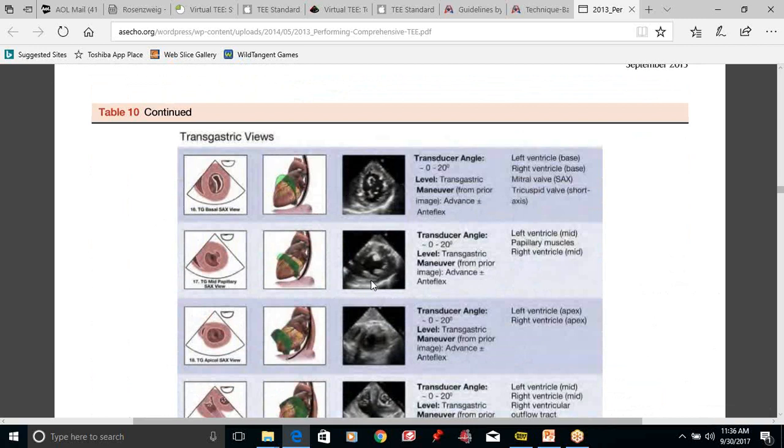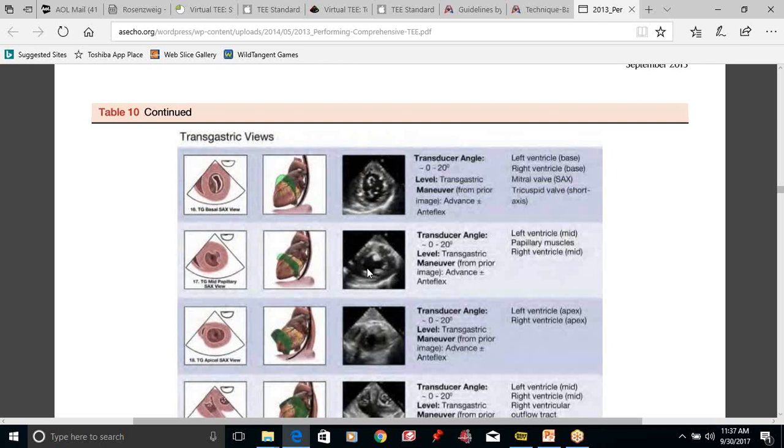Nice short axis. So this is your anterior wall here, and this would be your inferior wall. So it's a little bit different from your transthoracic because of how the probe is located. And of course, these are your papillary muscles. So if this is your anterior wall, then this is your anterolateral papillary muscle. And if this is your inferior wall, this is your posteromedial papillary muscle. Okay, all right.